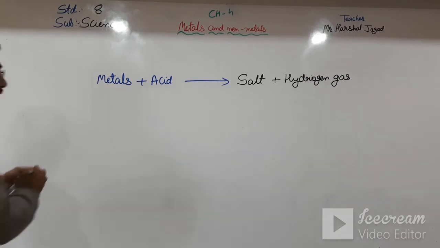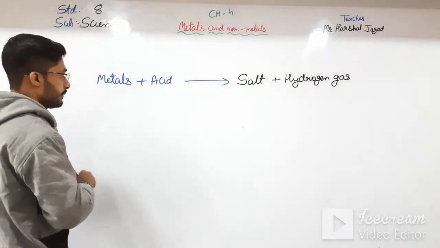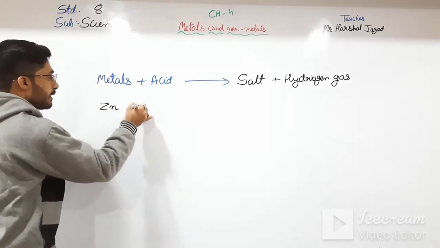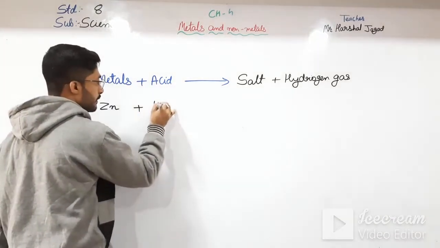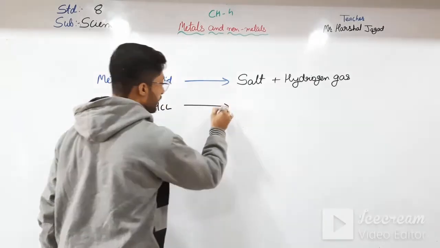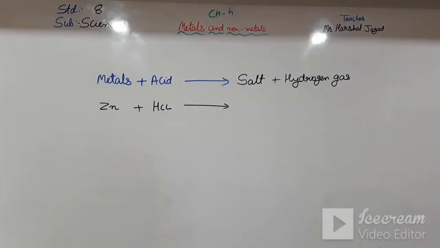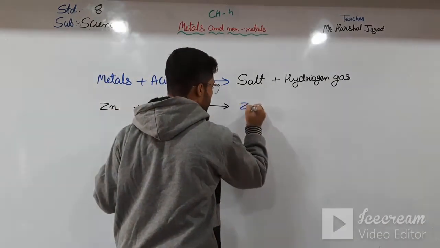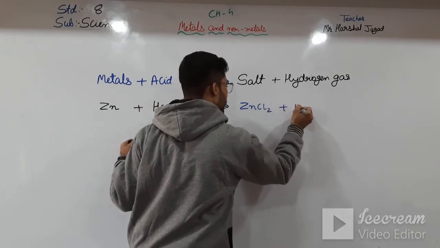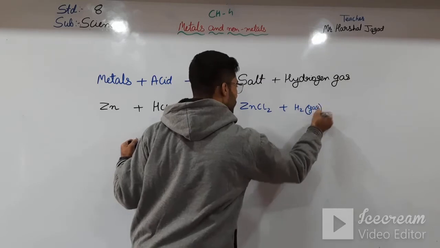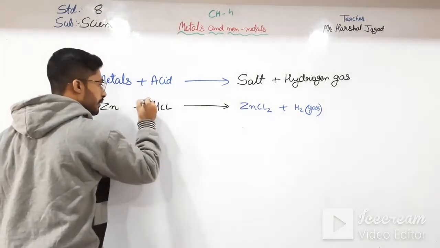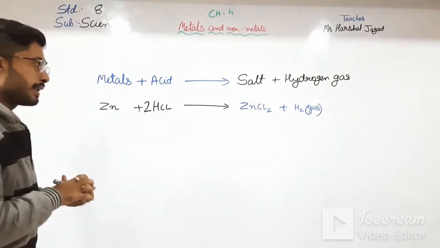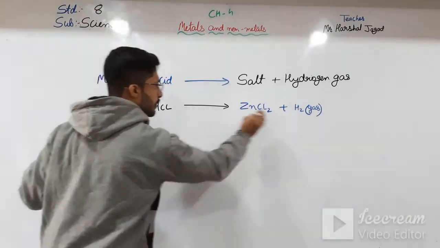If zinc, Zn, is reacted with an acid, HCl, then we will get zinc chloride, ZnCl2, plus hydrogen gas. Here you just have to put 2 HCl, so your valence will be satisfied: ZnCl2 plus H2.